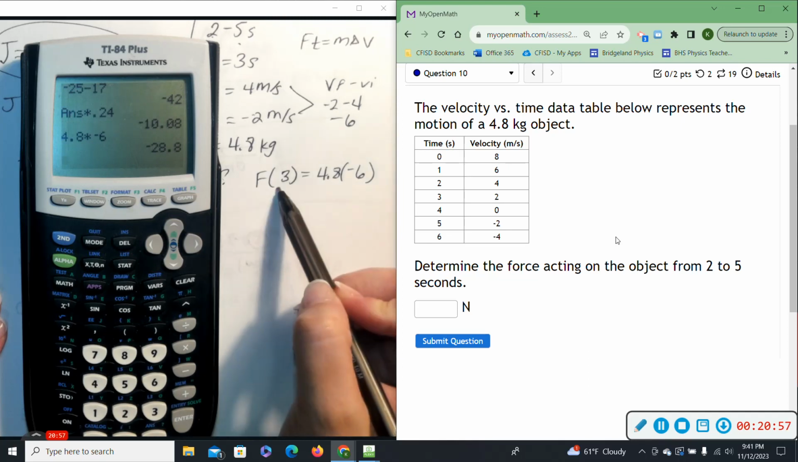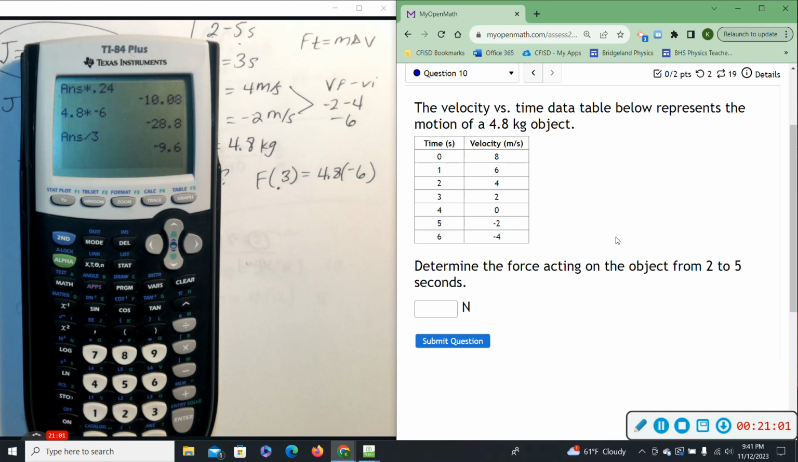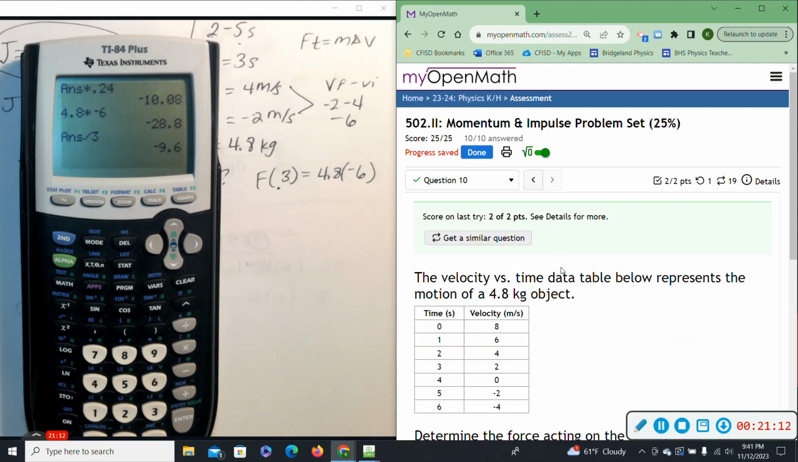And then we need to divide that by 3 so we can get F by itself. That gives me a force of -9.6 newtons. And that is the last question in the assignment 502.2.